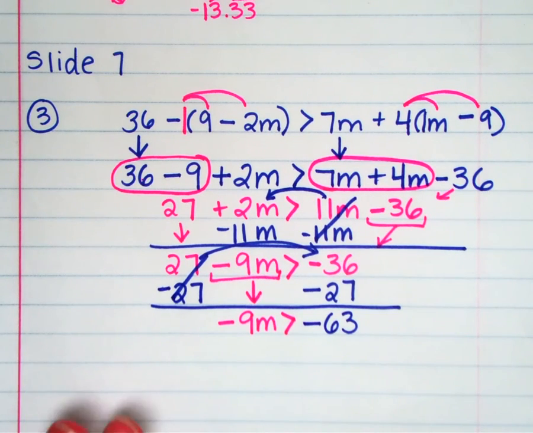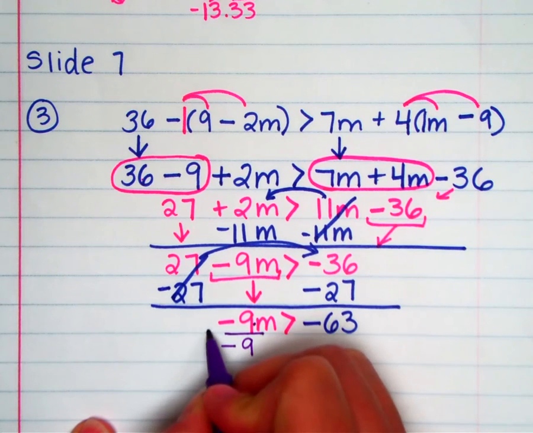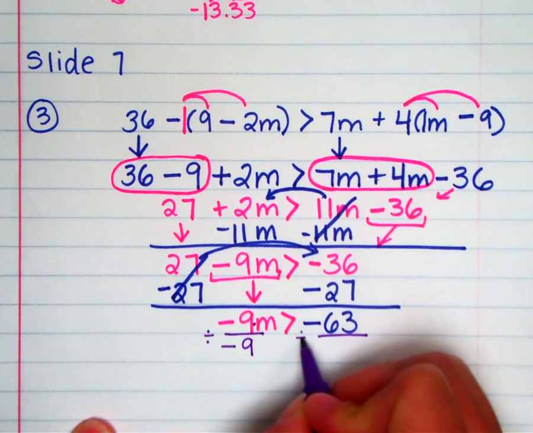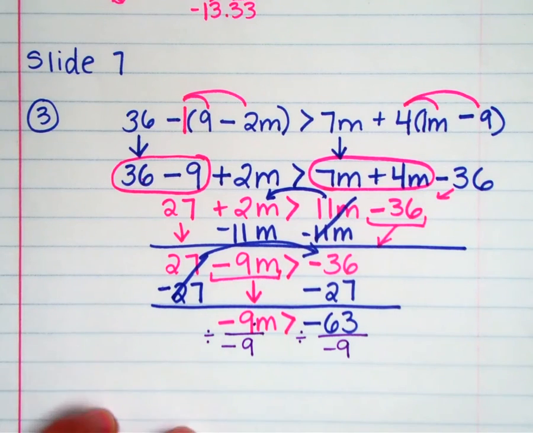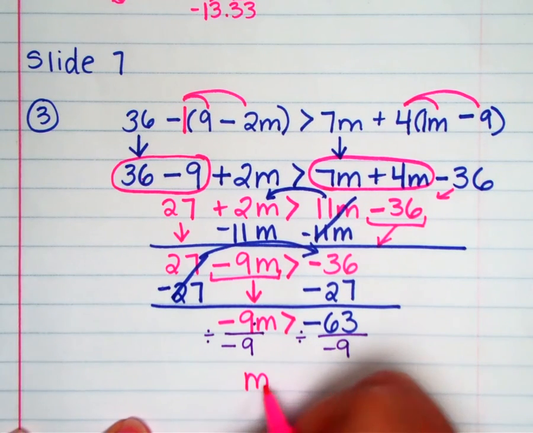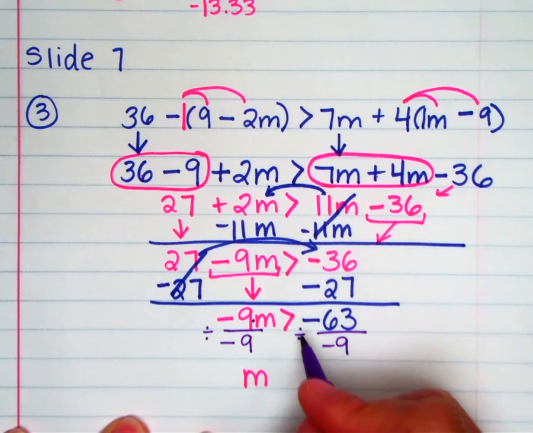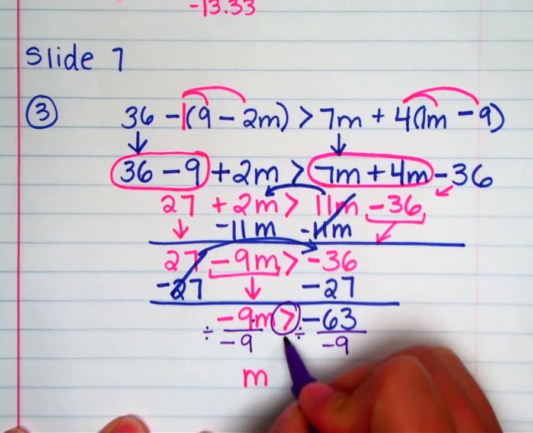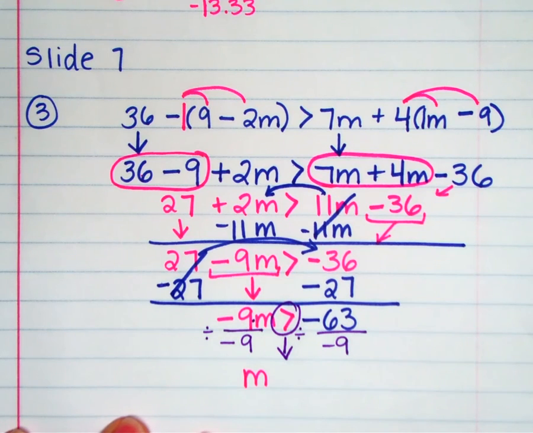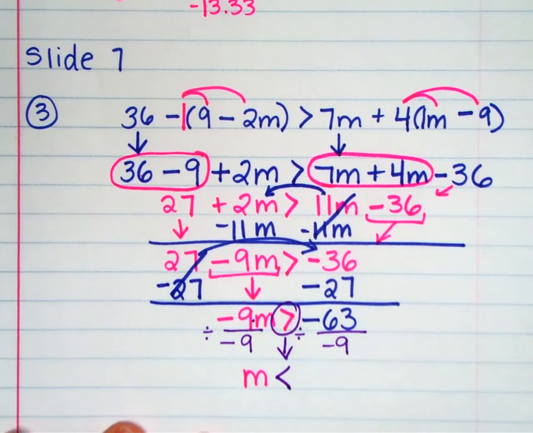Now I just need to get rid of that value in front of the variable. So negative 9 times m, the opposite of multiplication is division. So we're going to divide by a negative 9. When you divide by negative 9 on both sides, negative 9 divided by negative 9 is m. You're going to notice something that's going to happen. Since I divided by a negative, this symbol, the rule when you're dealing with inequalities, must flip. So it's going to flip from a greater than sign to a less than sign. And negative 63 divided by negative 9 is a positive 7.